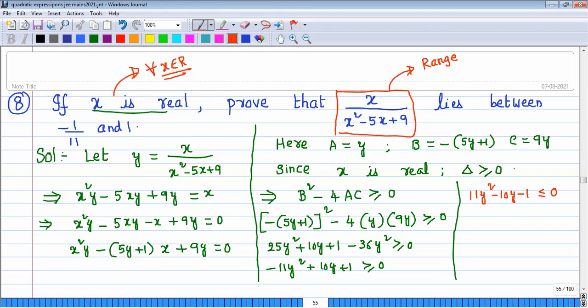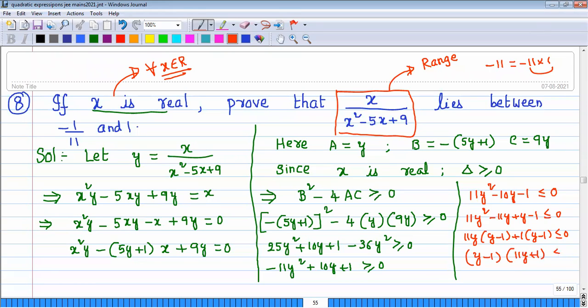So let us take 11 into minus 1, minus 11. This can be written as factors like this, minus 11 into 1. If you add these two, we get minus 10. So factorization: 11y square minus 11y plus y minus 1 less than or equal to 0. From the first two terms, let us take 11y common. We have 11y times (y minus 1) plus 1 common, (y minus 1), less than or equal to 0. So (y minus 1) into (11y plus 1) less than or equal to 0.